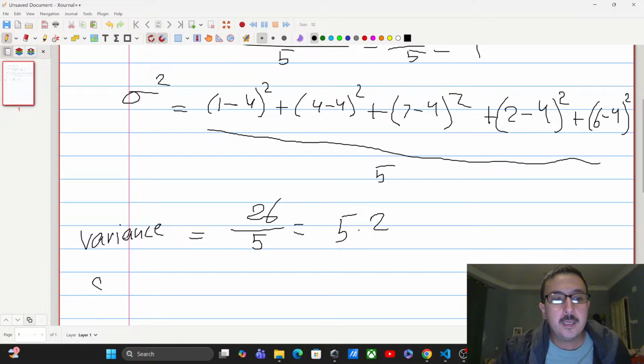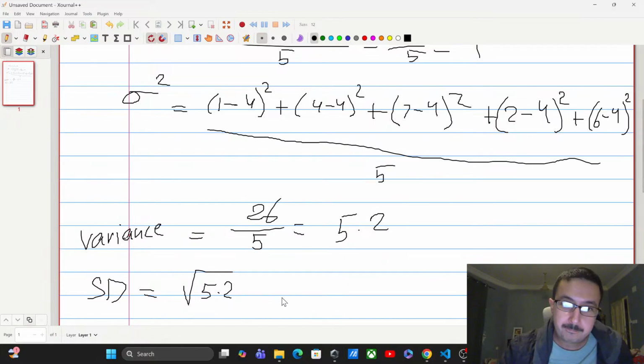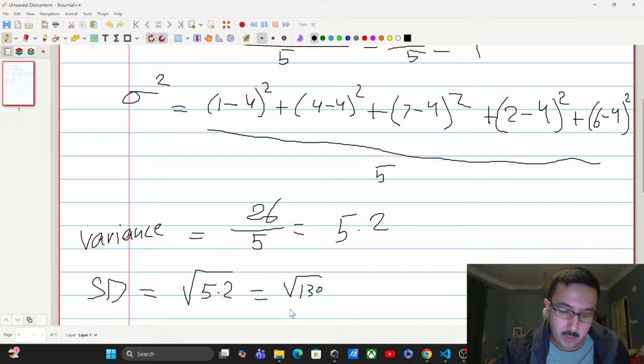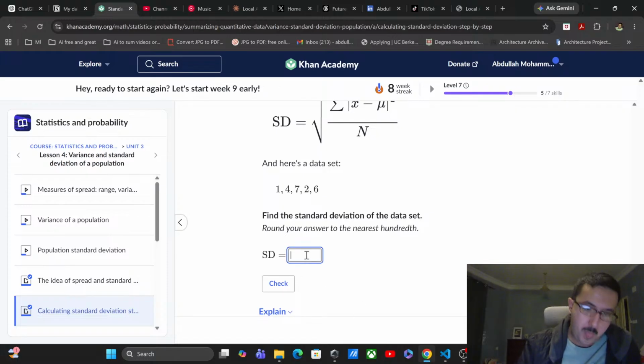Okay. SD, which is standard deviation. Again, I just take the square root of 5.2. So the square root of the answer is going to be 2.28. So let's check our answer. 2.28.